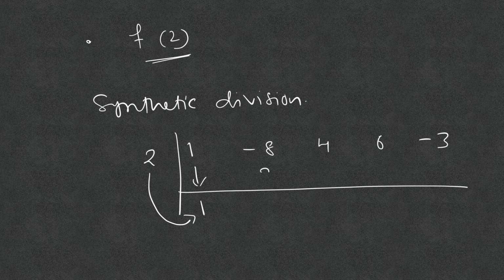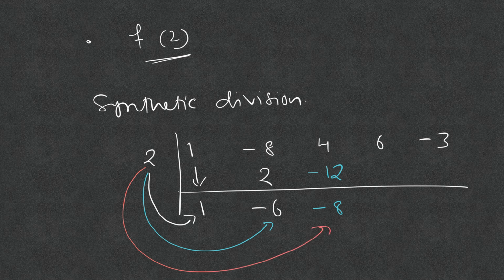Bring down the first number, 1, multiply 2 and 1, and place it under negative 8. Add the numbers negative 8 and 2 to get negative 6. Now multiply 2 with negative 6 and place it under 4. Add the numbers 4 and negative 12 to obtain negative 8. And then multiply 2 with negative 8, place it under 6, and add the two numbers to get negative 10.